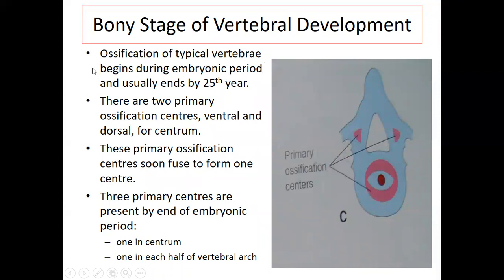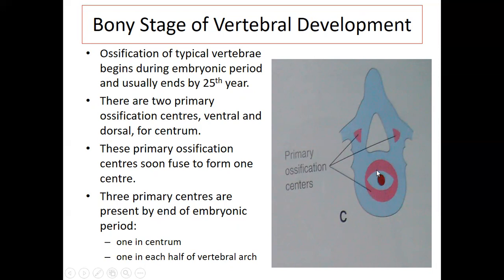Okay, ossification of the typical vertebra occurs during the embryonic period and usually ends by the 25th year of age. Okay, there are two primary ossification centers for the centrum, ventral and dorsal. Okay, ventral part and dorsal part. This is one ossification center.